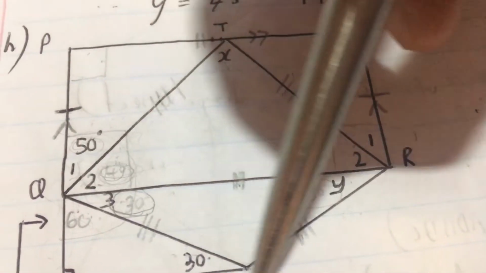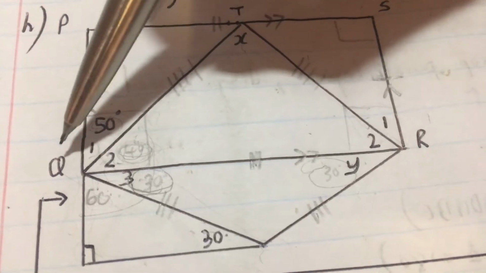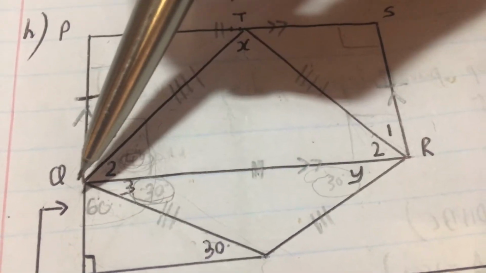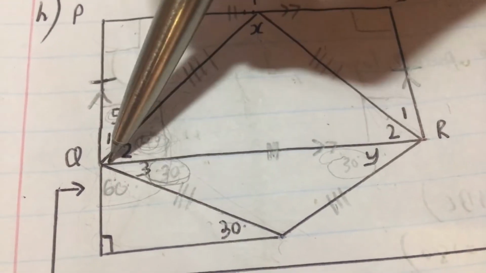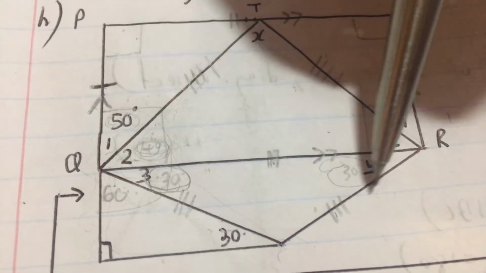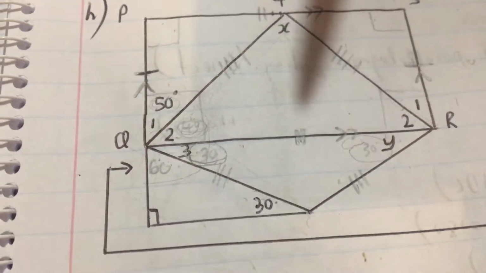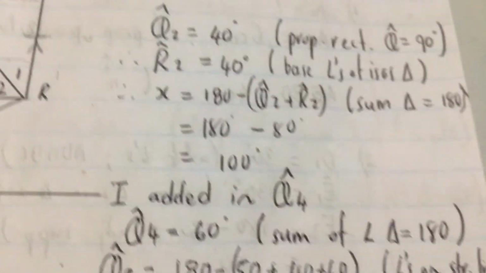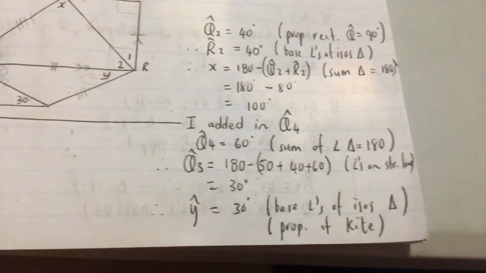Why? Because this is the bottom piece of a kite, and the bottom sides, or the adjacent sides of the kite, are equal, so that's an isosceles triangle, so that's 30 and 30. So I got that y as 30. So you can go and see all my working out, my calculations.